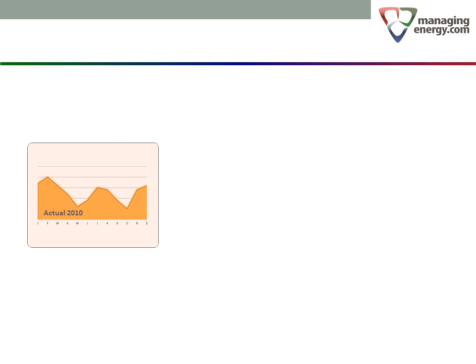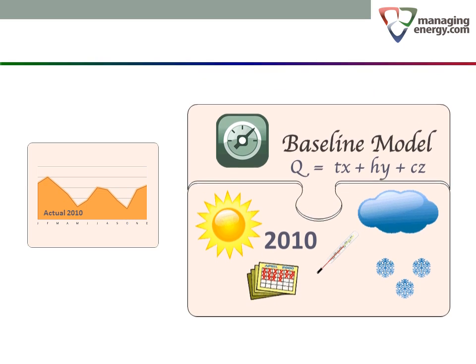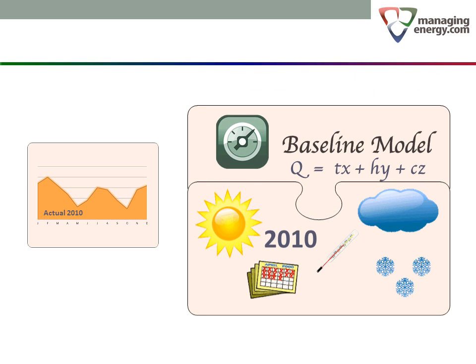From the utility bills, we know the actual consumption in 2010, but the weather was different from 2009, so how do the 2 years compare? Now that we have a baseline model, the process is actually quite simple. We plug the 2010 weather conditions, X, Y, and Z, into the baseline model to get an expected consumption value. This is what we should have expected to consume in 2010 if nothing except the weather had changed.